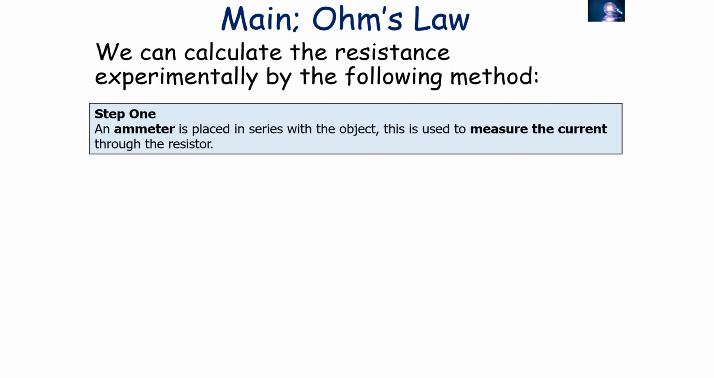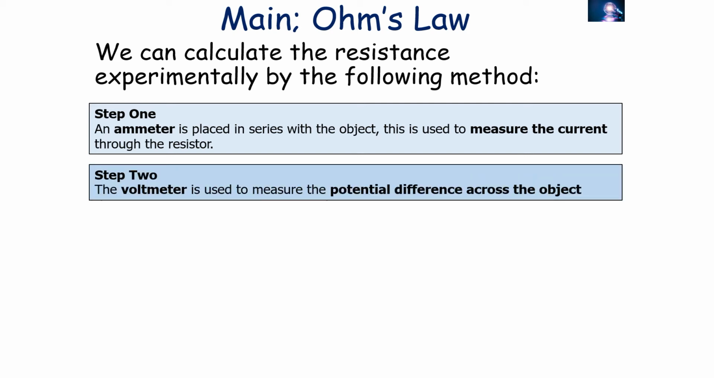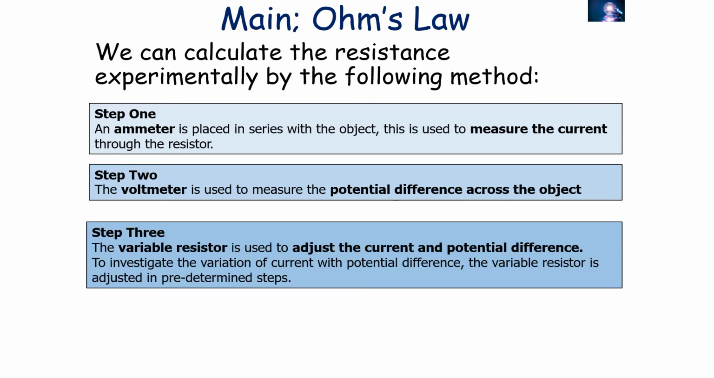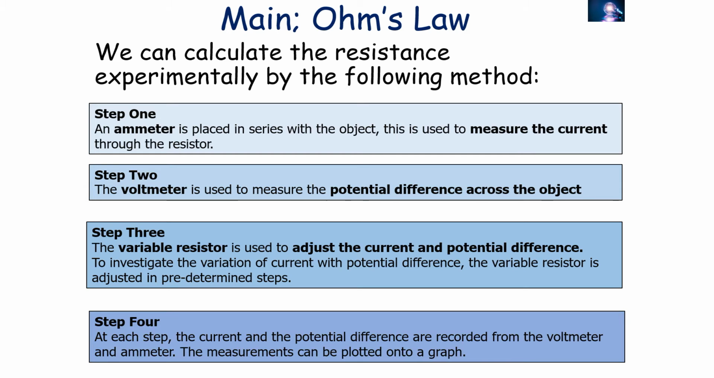Now we can calculate resistance experimentally with the following method. Step 1, you place an ammeter in series with the object, and that's used to measure the current through the resistor. Step 2, a voltmeter is used to measure the potential difference across the object. Step 3, the variable resistor in a circuit is then used to adjust potential difference and current. You investigate the variation of current with potential difference, and the variable resistor is adjusted in predetermined steps. Then in step 4, at each step, the current and potential difference are recorded from the voltmeter and the ammeter respectively, and the measurements are plotted on the graph.